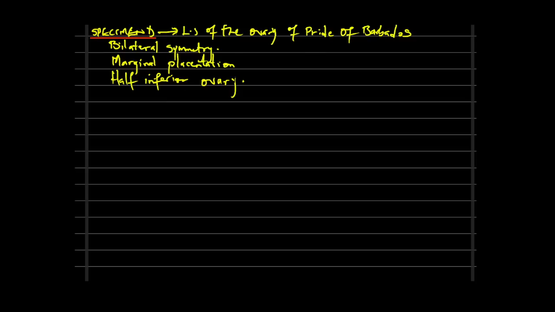It is half inferior ovary. And the scenario where we have the floral part below the ovary, we have the ovary below the receptacle, that is what we refer to as the superior ovary. So we have three types of ovary. Like I've just mentioned, we have the superior ovary, the half inferior ovary, and the inferior ovary. But for this particular specimen we're talking about, its own type of ovary is the perigynous ovary, or the half inferior ovary.